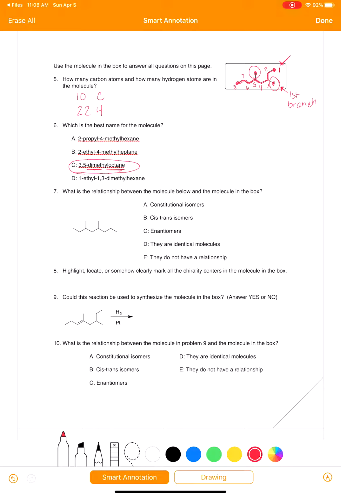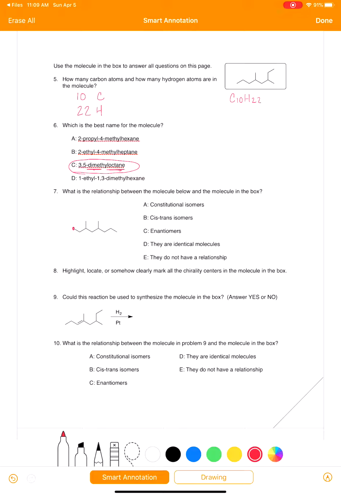What is the relationship between the molecule in the box and the molecule right here? How are they related to each other? Well, the first thing that we want to look at is their molecular formulas. Do they even have the same number of carbon atoms and hydrogen atoms? Because if they don't, that means they don't have a relationship at all. And we've already determined that the molecule in the box is C10H22. So let's check this guy down here.